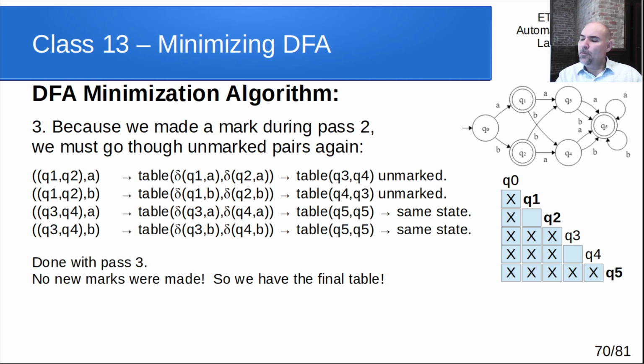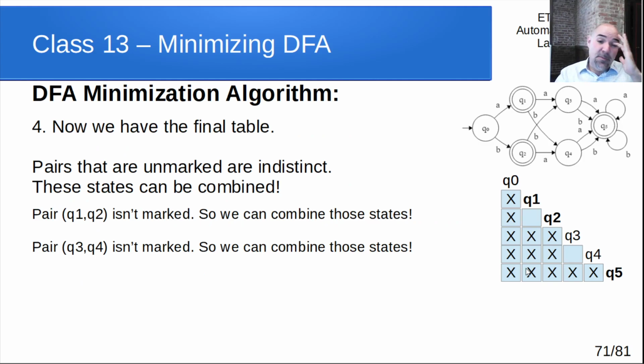And you can see the whole DFA that we were starting with up there. So we've made it through pass 3. No new marks were made, so we didn't add any new marks here. So now we have our final table. So what does it mean that that's our final table? Now that we have the final table, we've exited step 3. We've finished that for loop. We're now in the final thing that we do.